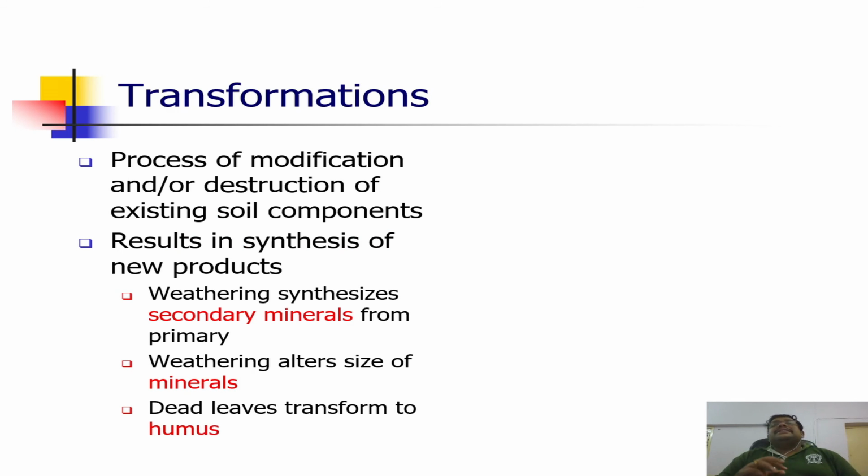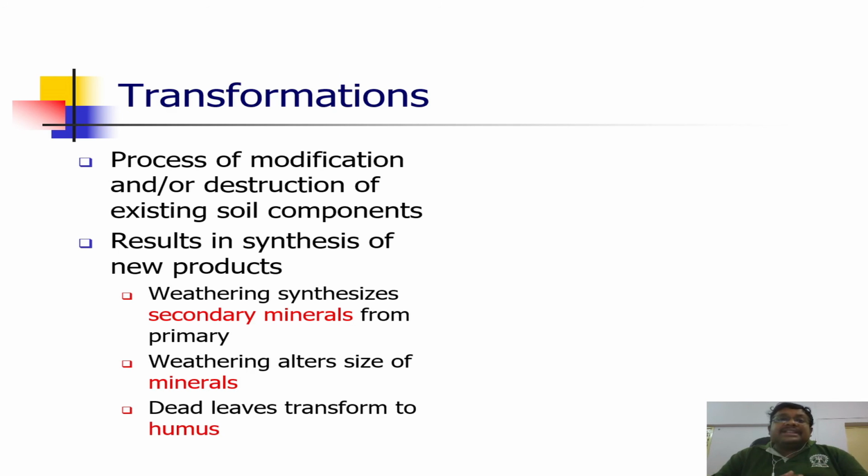Third important pedogenic process is transformation. Now, it is the process of modification and destruction of existing soil components, and this transformation results in the synthesis of new products. For example, weathering synthesizes secondary minerals from the primary minerals. We have just seen how these clay minerals form from the sand and silt, which are composed of primary mineral. And weathering alters the size of the minerals.